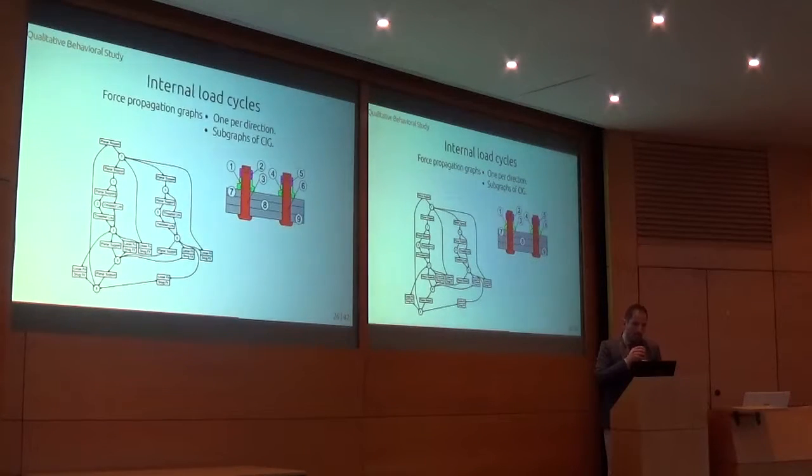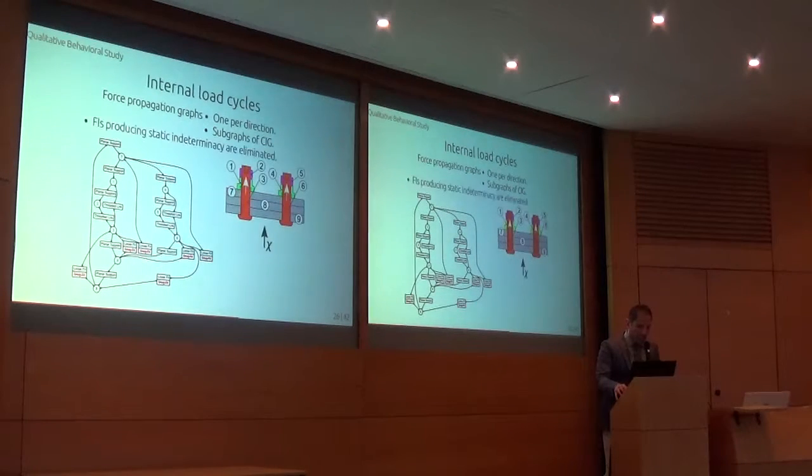Now, this raises the question of how to detect internal load cycles. To answer this question, we define a force propagation graph per each force propagation direction. One thing that we know about force propagation graphs is that they are subgraphs of the conventional interface graph. This is because force can only propagate through conventional interfaces according to the only mechanical interaction hypothesis. This puts an upper limit on the number of force propagation graphs.